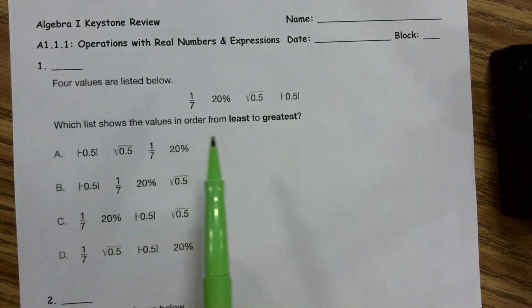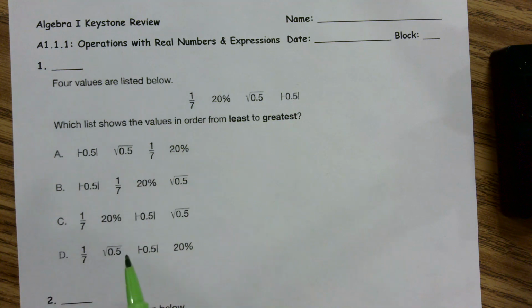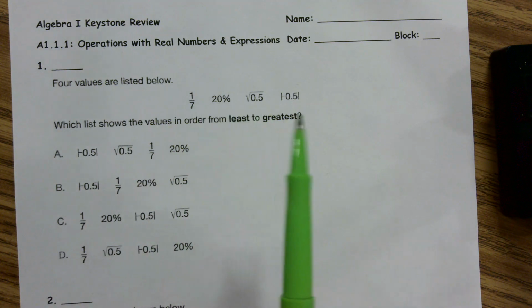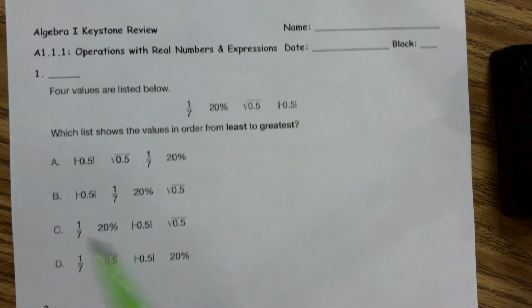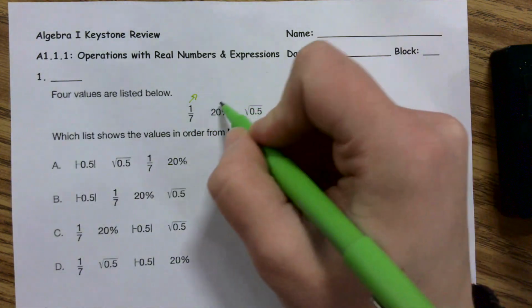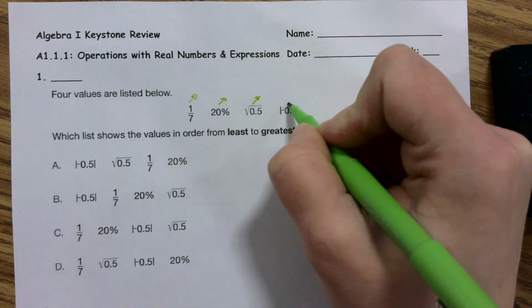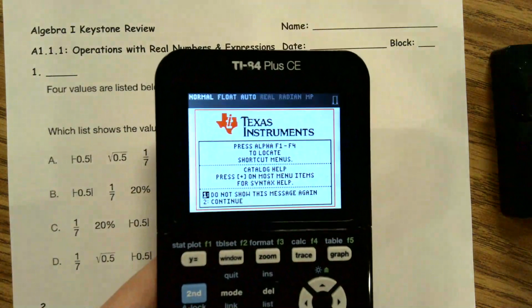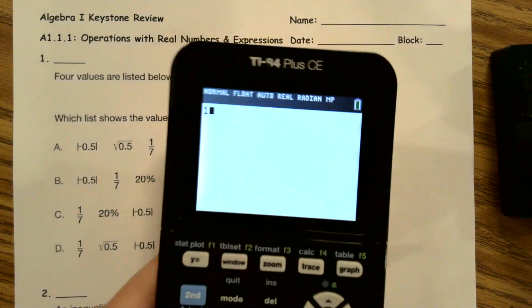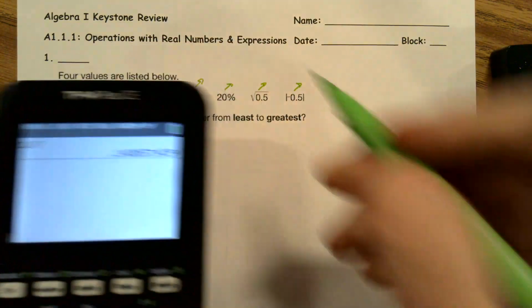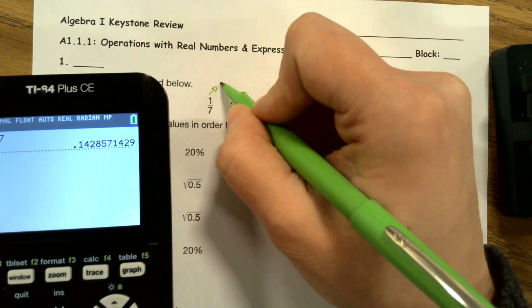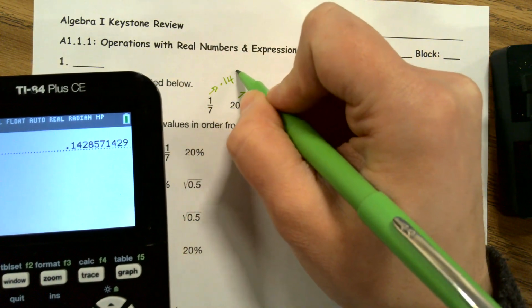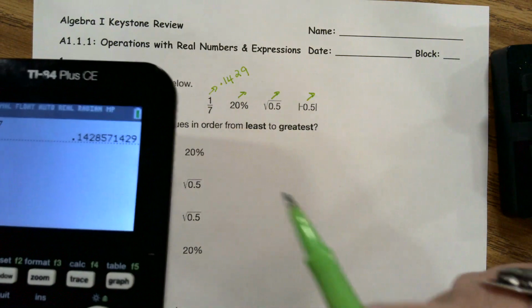So the first question says, 4 values are listed below. Which list shows the values in order from least to greatest? We can't compare them if they're not in similar format. So your hint is to take each of these and put them into decimal form. To do that, 1 divided by 7 is about 0.1429. I like to go out 4 places.